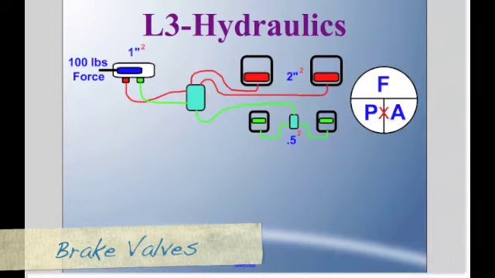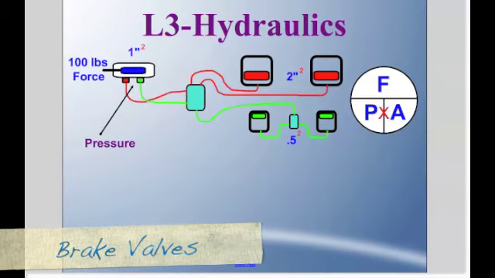Look at our input piston. It's moving. And so are our output pistons. Okay? But our output pistons moved twice as far, the smaller one did. And the larger piston in our caliper moved half as far.